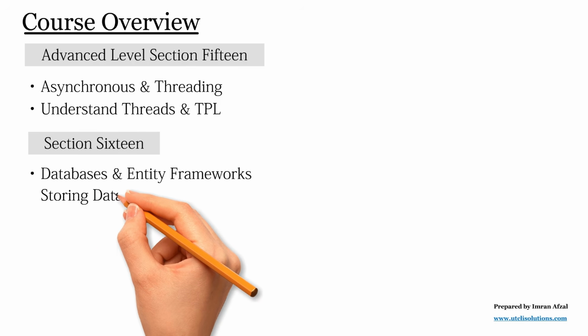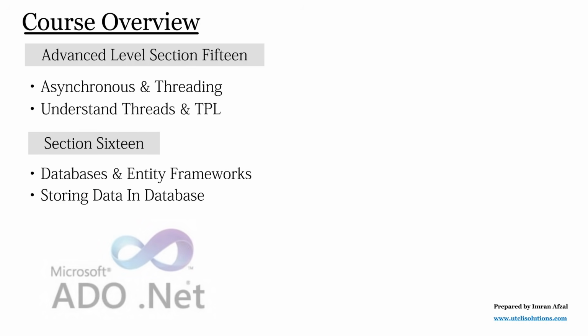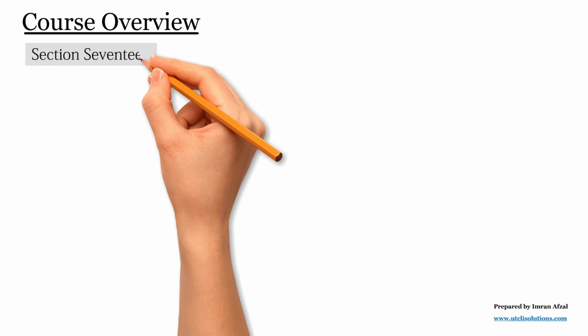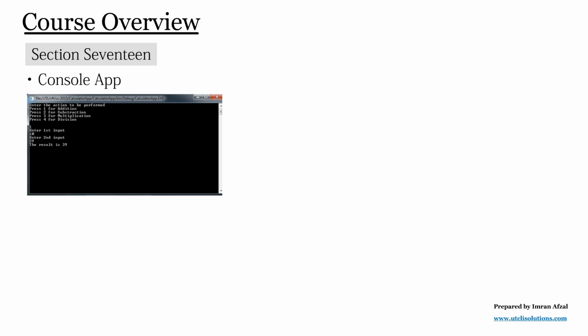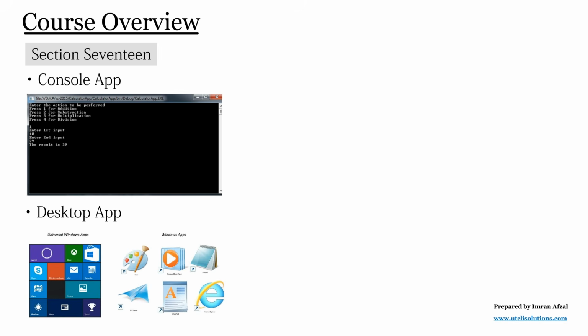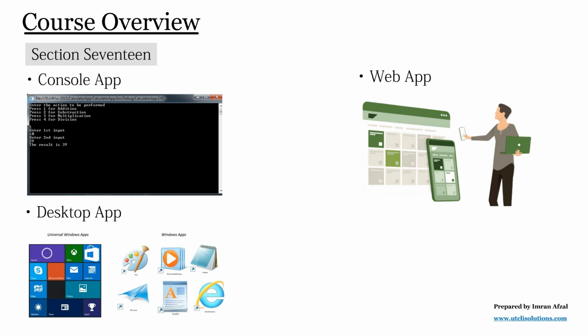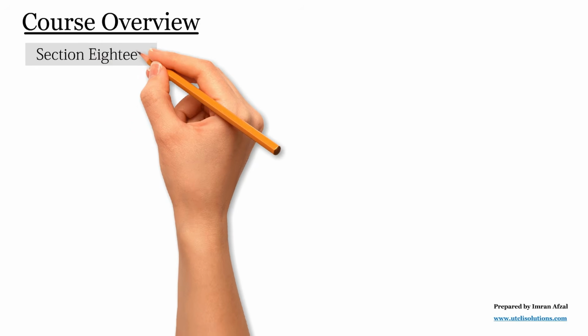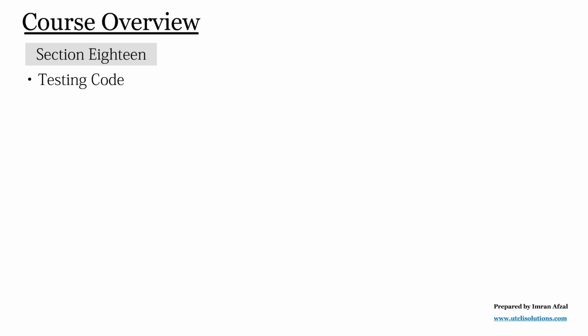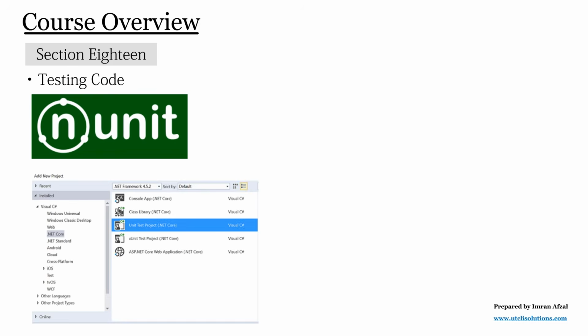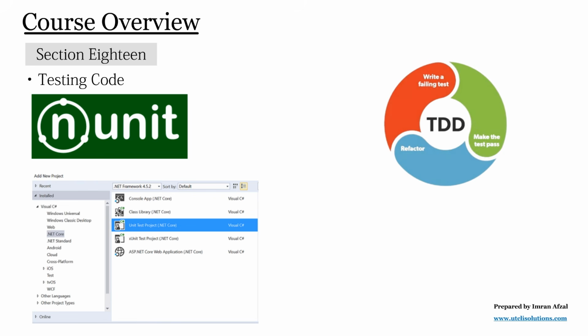In section 16, we'll start with databases and entity frameworks. It's all about storing data permanently in the database using the ADO.NET framework. Then section 17, building applications. We'll learn about three different applications using C Sharp: console application, desktop application using WPF, and web application using ASP.NET. Then section 18, it's all about testing our code using different testing techniques like NUnit, MS Test, and test-driven development.